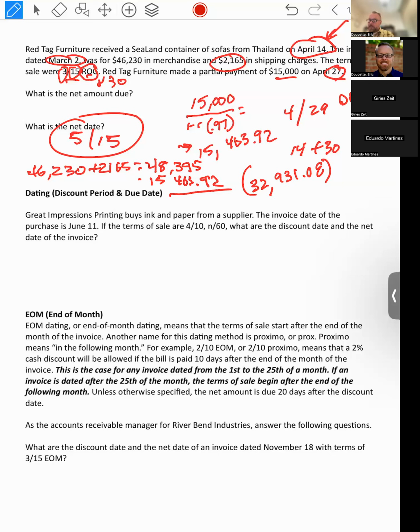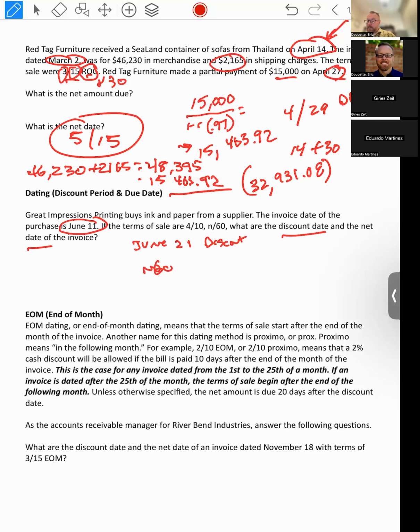Great Impressions Printing buys ink from a supplier. The invoice date of the purchase was June 11th. If the terms of the sale are 4/10 and N60, what is the discount date and the net date of the invoice? So they're just asking you for the dates in this one. There's no math involved. So if it's June 11, and we're saying 10 days, right? That would be June 21st when it's due. That's your discount period, because it's 4% in 10 days. And then N60.